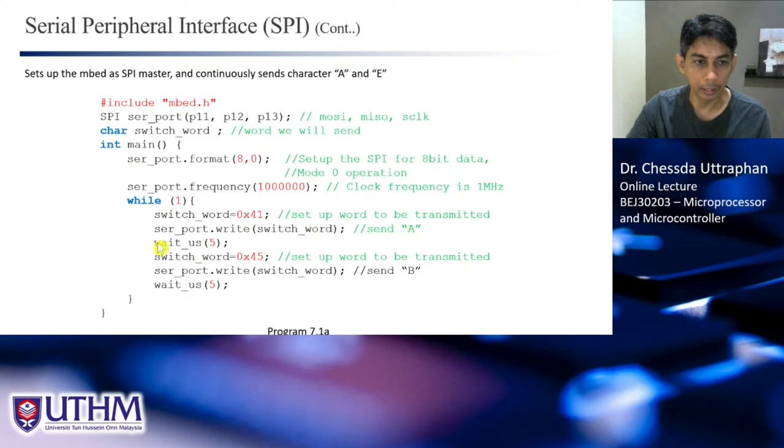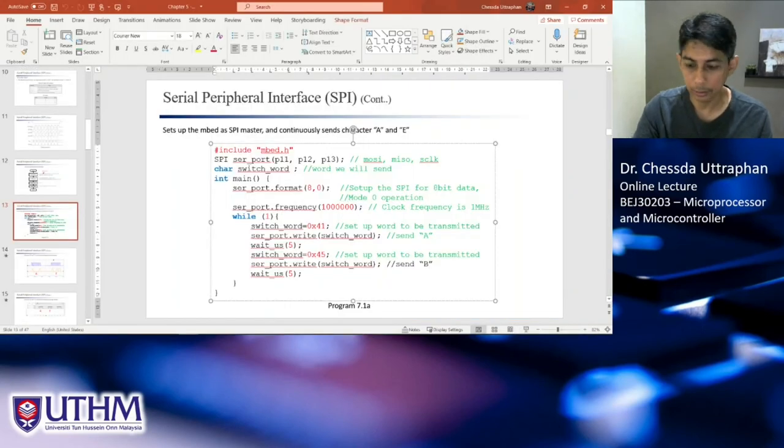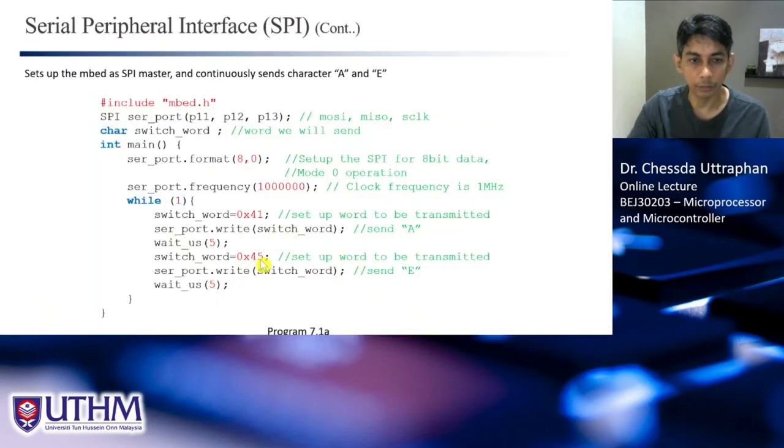41, and this one we send with dot write, and we wait 5 microseconds, and we send another one, 45. This is not B actually. Let's change this. This is the character E. 45 is E in ASCII. We send and we wait, and because this is in the while 1 loop, it will be repeated, right? It means that this program is very simple, where we only send A and the next one we send E.